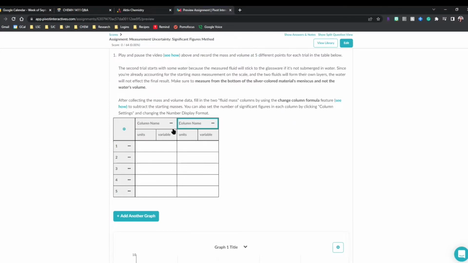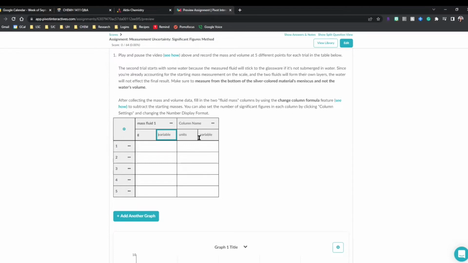So these tables are interactive tables. They don't just populate by themselves. You're doing that, okay? So you're taking those measurements. So in this first column, I could name it mass of fluid 1. This is very much up to you. You can decide what exactly to write in the column. But for the units and the variable, units are important. So let's say grams. Variable, I think it's saying mass.